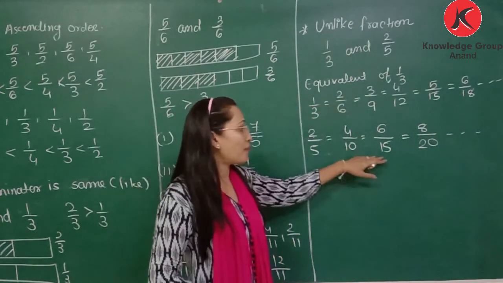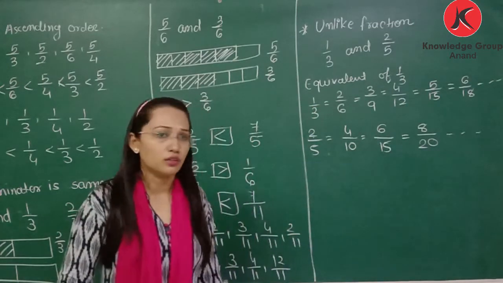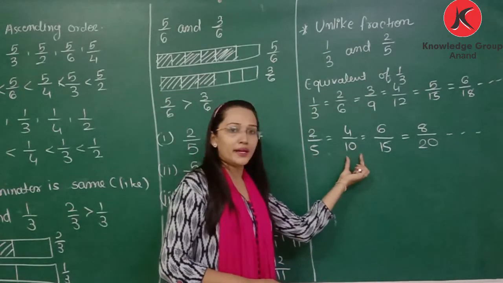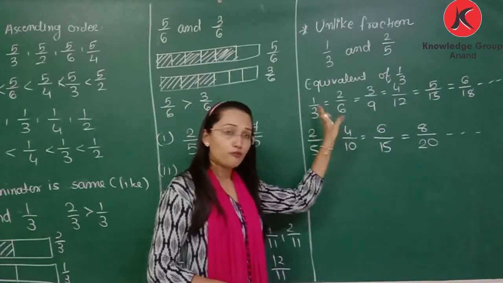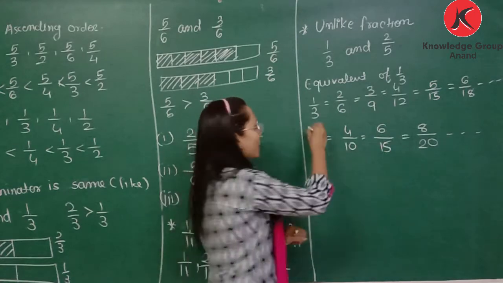Now from these pairs, you need to compare the fractions. 2 by 5 and 4 by 10 are same. 1 by 3 and 2 by 6 are same. So from these pairs, all are the same fractions.